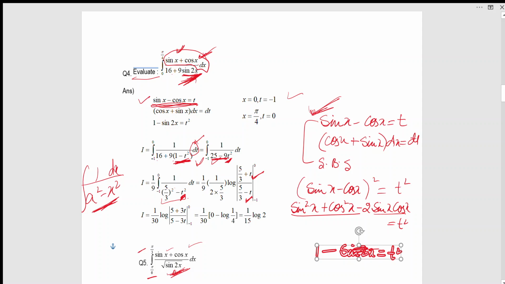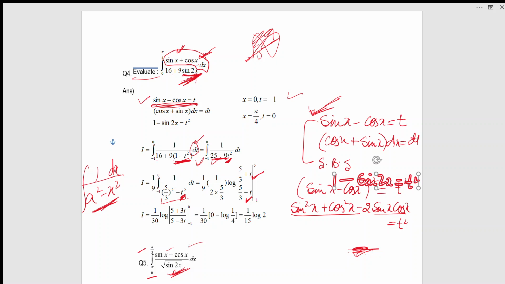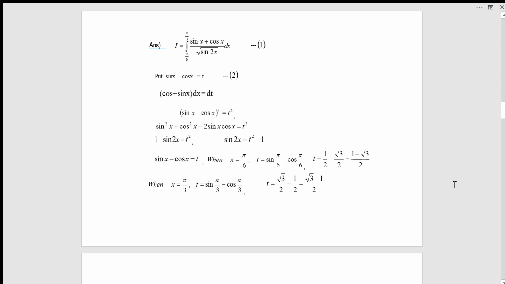And one more thing I forgot to tell you in this question number 4: if you apply the 0 to a property here, you will not get anything substantial. So that property is not going to work here, which is why we have not applied it. We have done the substitution sin x minus cos x. In this question also the same concept will be applied. You are going to put sin x minus cos x equals t.